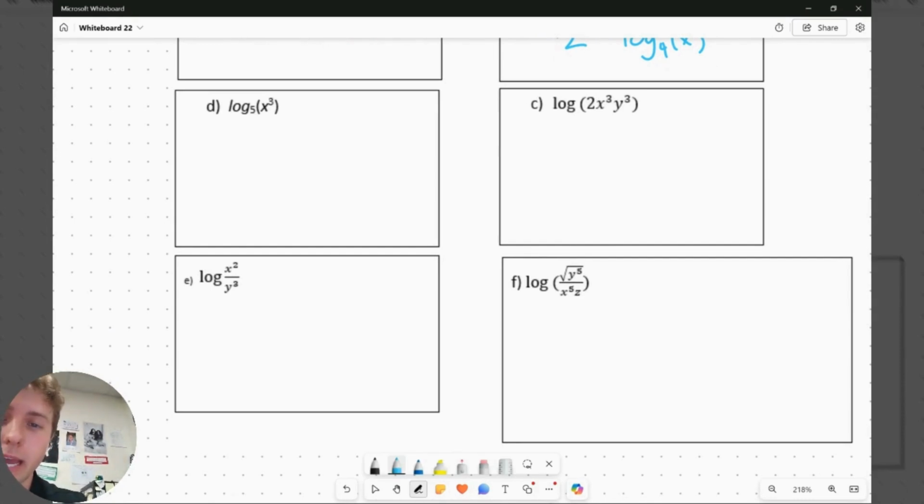The next one, there's an exponent on it. Whenever you have an exponent in the log, you always move it out front. So this is now 3 times log base 5 of x. The third got moved to the front.